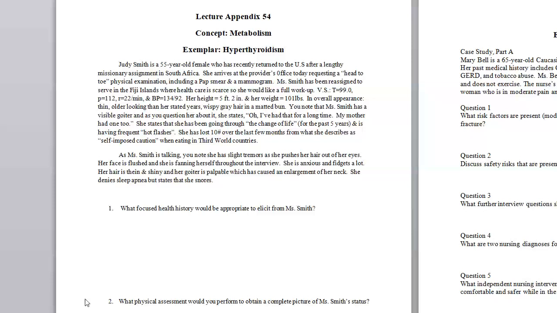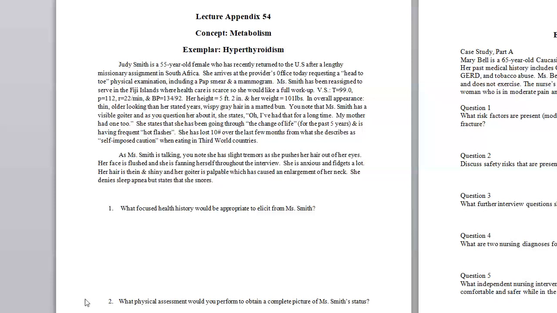As Ms. Smith is talking, you note she has a slight tremor as she pushes her hair out of her eyes. Her face is flushed and she is fanning herself throughout the interview. She's anxious and fidgets a lot. Her hair is thin and shiny, and her goiter is palpable, which has caused an enlargement of her neck. She denies sleep apnea, but states that she does snore.